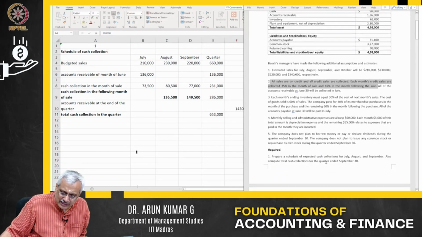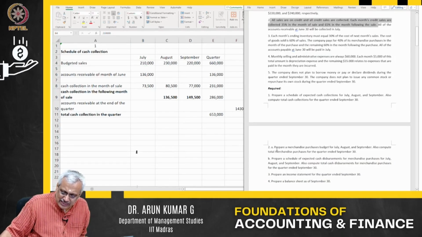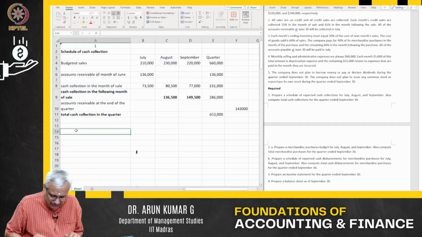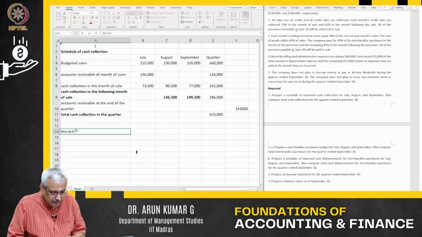Now as we go along in this particular case, the second question: prepare a merchandise purchase budget. Also compute the merchandise purchases for the end of the quarter, September. Let us look at the merchandise purchase budget.